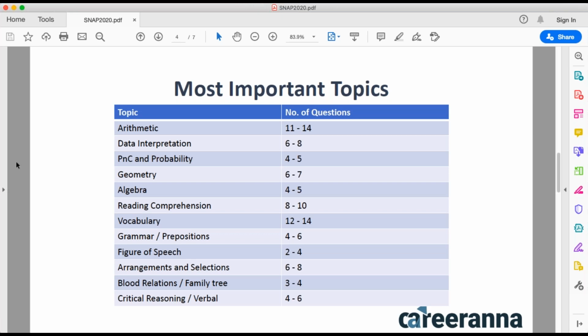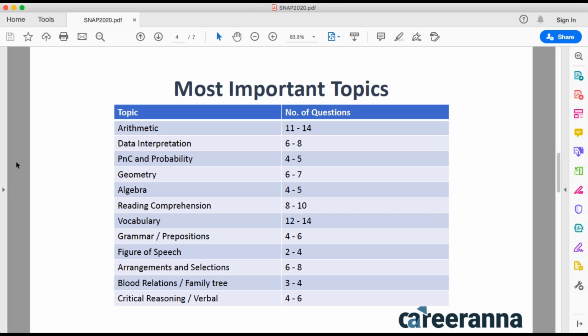When it comes to LR, there is a very even distribution across a lot of topics, but there are 3 topics which we can pull out as the most important LR topics. These are arrangements and selections, from which you expect 6 to 8 questions. Blood relations and family tree, expect 3 to 4 questions. Critical reasoning or verbal reasoning, you will find 4 to 6 questions. All the rest of the topics will have 1 to 2 questions each, so you cannot differentiate among them a lot. But the top 3 topics will be these when it comes to the LR section.